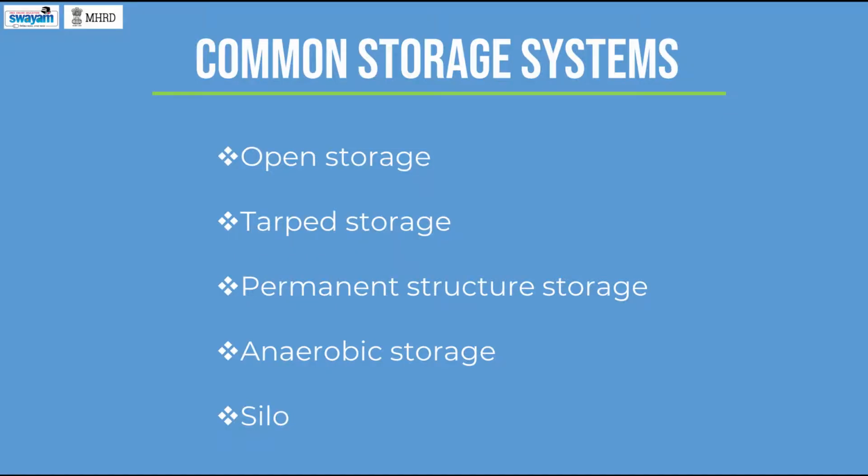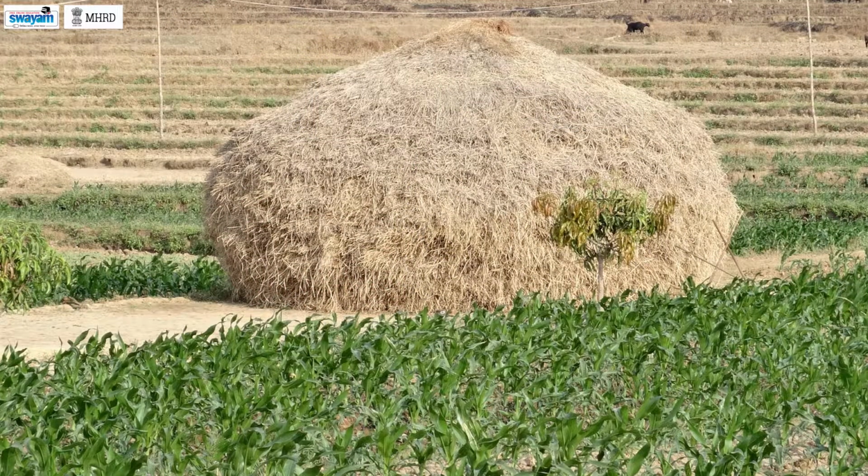The major biomass storage systems used for the storing of biomass at commercial scale are open storage, tarped storage, permanent structure storage, anaerobic storage and silos. Open storage. Open storage involves the storage of biomass in open areas with or without any covering. This method is commonly used for the storage of grasses and agriculture residues.